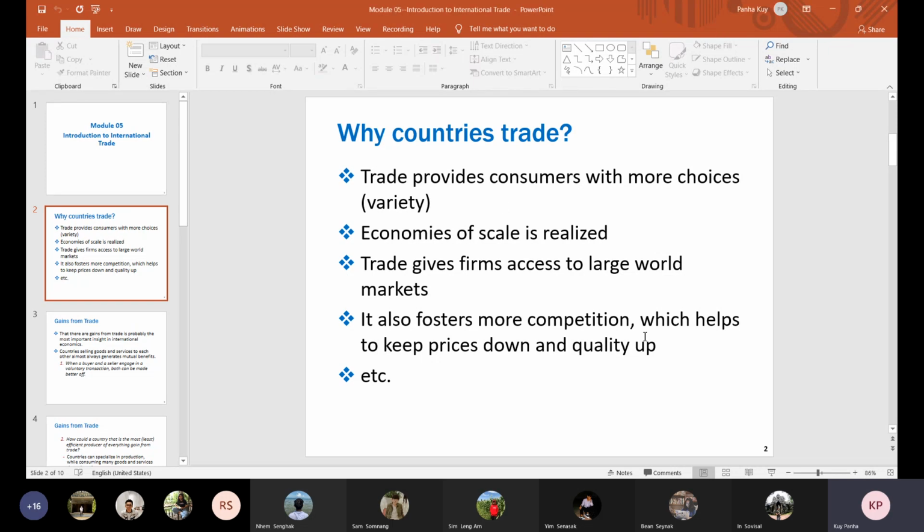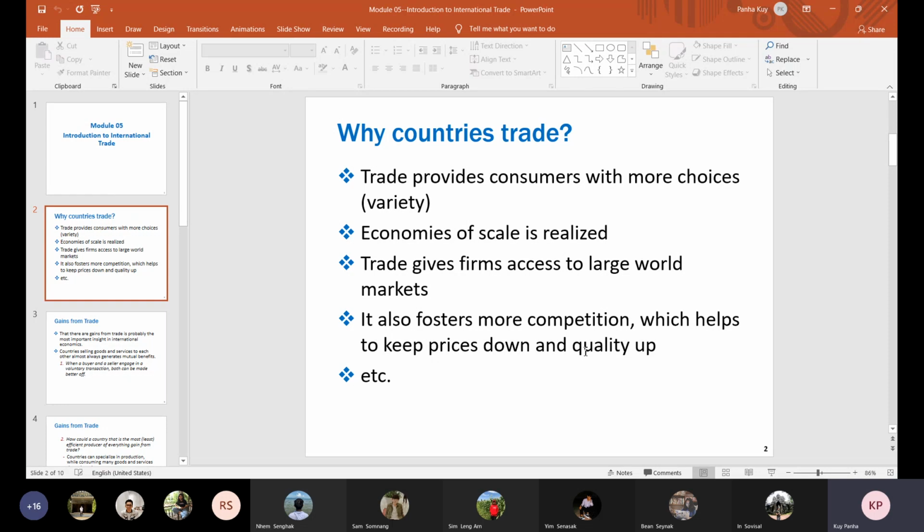And another reason is that trade also fosters more competition, which helps to keep prices down and quality up. That is the effect of trade in terms of increased productivity. I think it is very simple. When you open to trade and you have more competitors, you yourself need to restructure, or keep updating your production chain in order to compete with your competitors. And also you need to have price competitiveness. If you sell at a higher price, you might not be able to sell your products in the market, and you also need to keep an eye on your quality too.